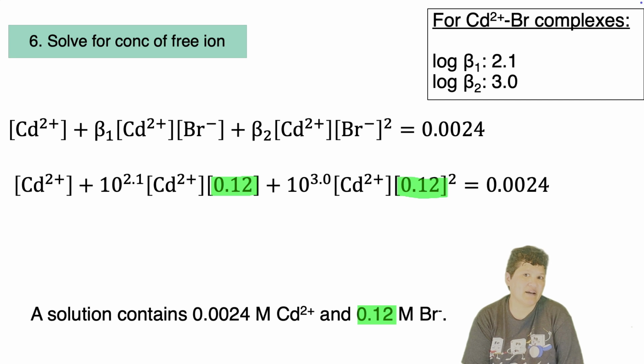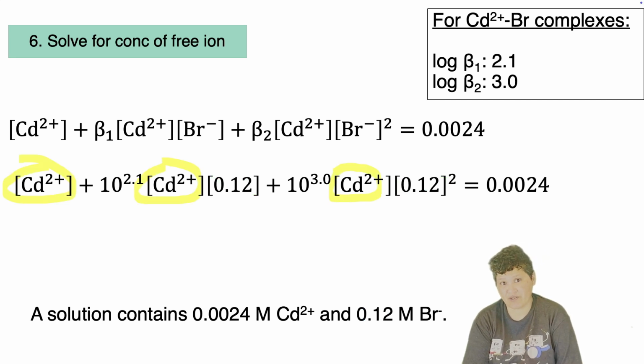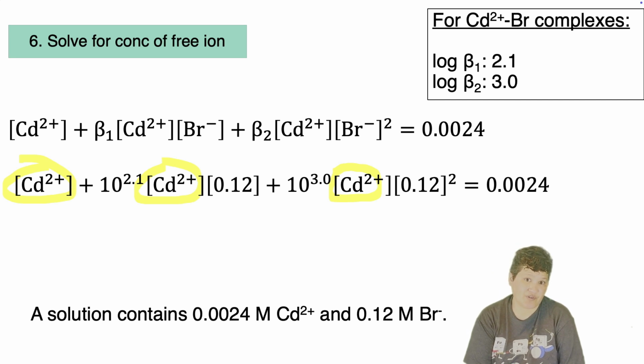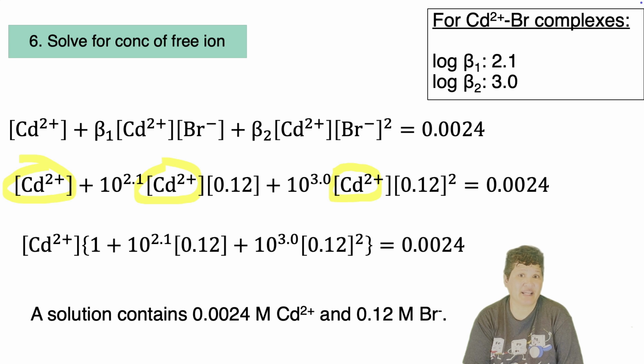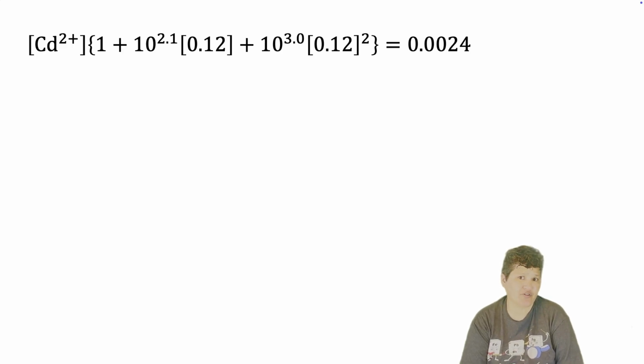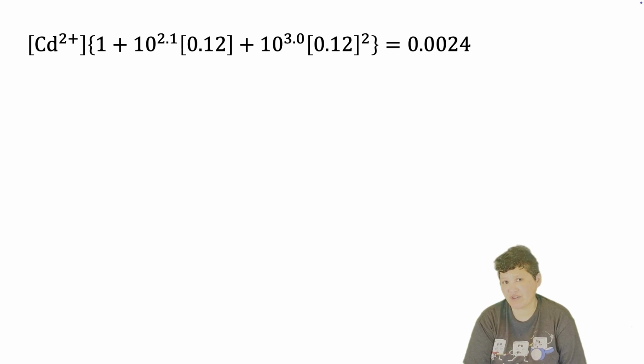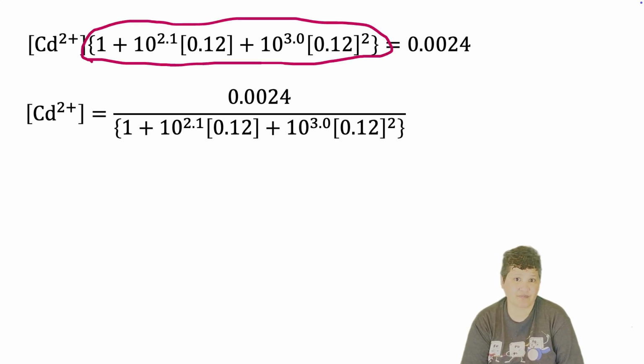Okay, now we have an equation that has 1 variable, the concentration of cadmium 2+, as well as a bunch of numbers. And again, we're going to isolate that variable by factoring it out of each term of the equation. We can then solve for the concentration of free cadmium by dividing both sides of the equation by what's in the curly brackets. Now we have an equation that has our unknown concentration on one side and a bunch of numbers on the other. Putting this all into our calculator, we get a free cadmium concentration of 7.87 times 10 to the minus fifth.